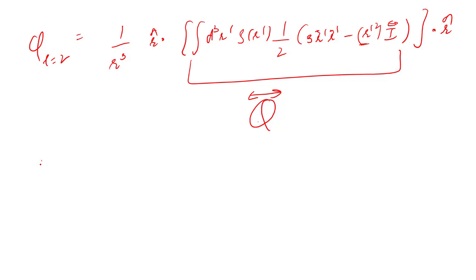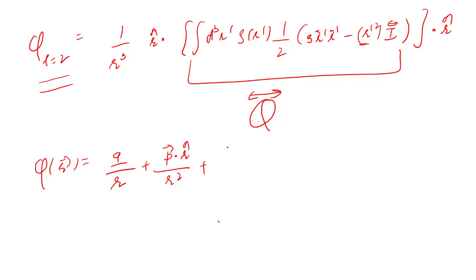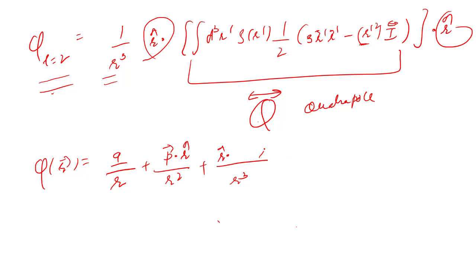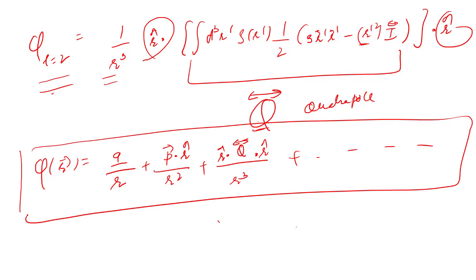So in general, then, we can write phi of r as the monopole term, which is just q by r, and the dipole term, which is p dot r by r squared, and the quadrupole term, and that would be 1 over r cube, r dot on one side, r dot on another side, and in between we have the tensor q. So this is how the multipole expansion looks when we do it in spherical polar coordinates, right?